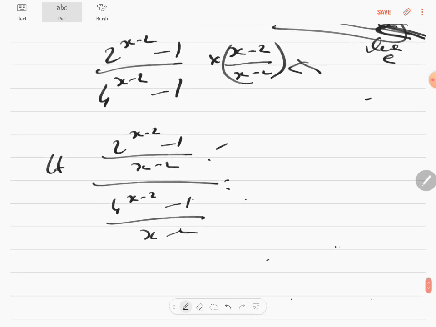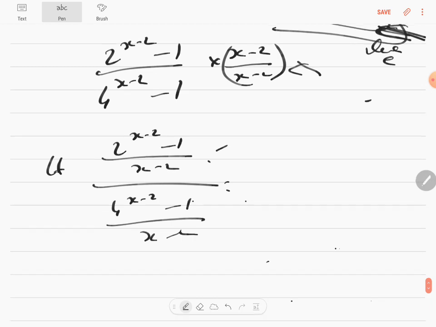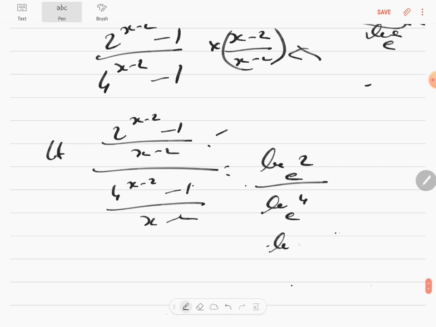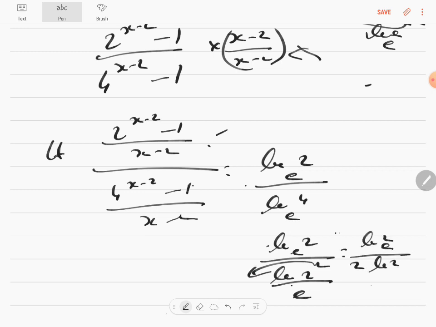So I'm looking at this, where the a to the power x minus 1 by x format is there, which is log 2 to the base e. And here it's log 4 to the base e. You know that log 2 to the base e by log of 2 square to the base e is log 2 to the base e by 2 log 2 to the base e. So the answer is 1 by 2.